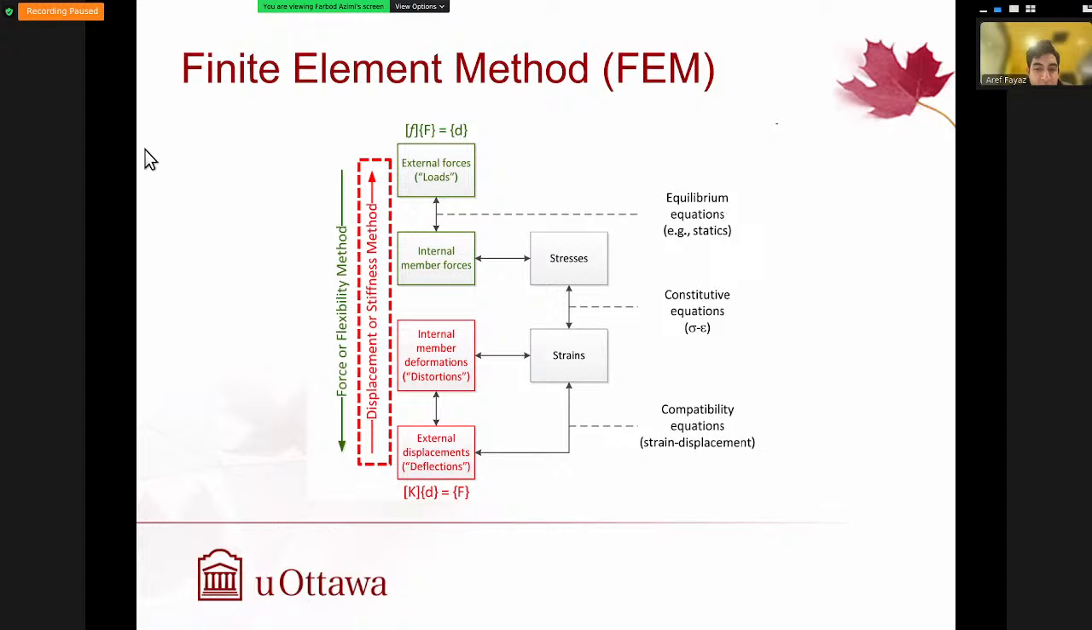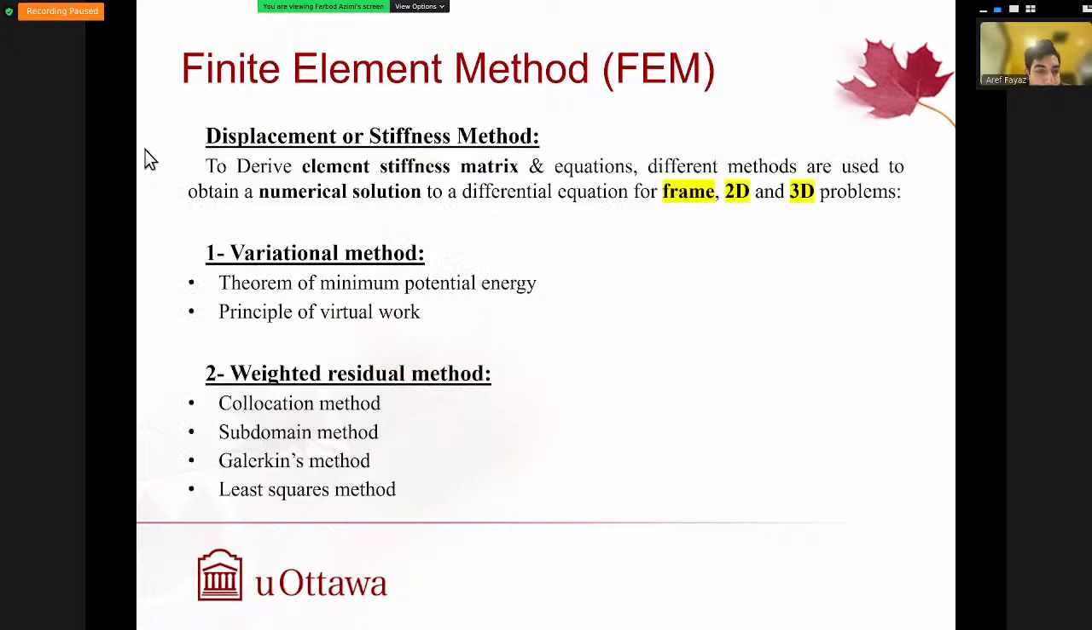For our finite element method, basically what we have here is a little diagram that shows our steps. Here, we're going to be starting with our external displacements or deflections, and using our compatibility equations, we're going to get our strains and stresses. And from there, we have our internal member forces, and we're able to get our external forces or loads.